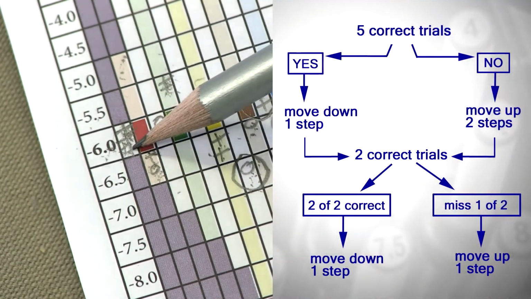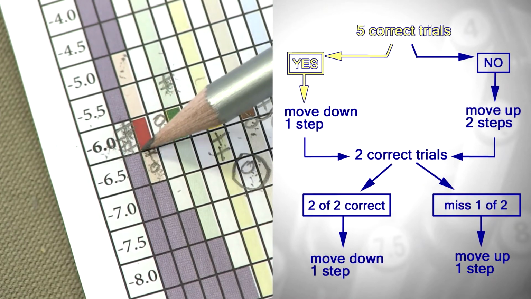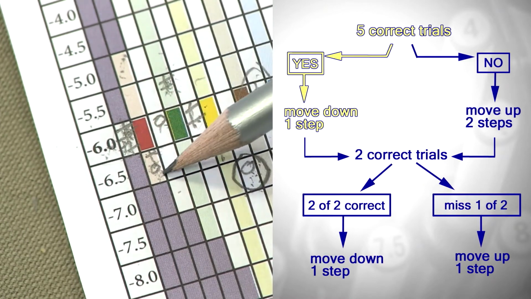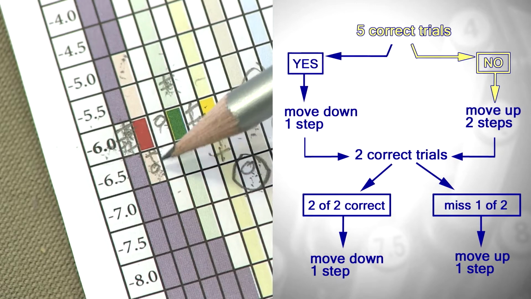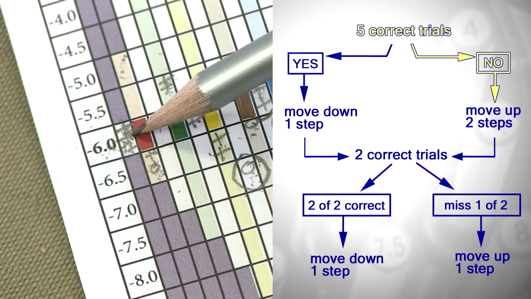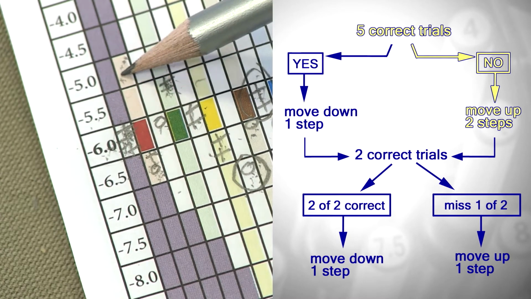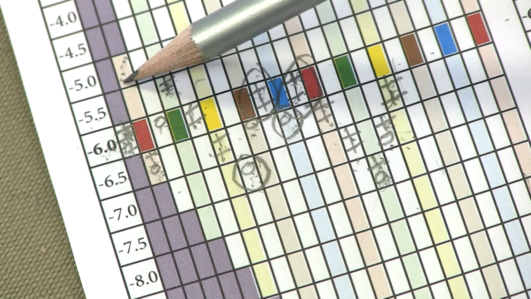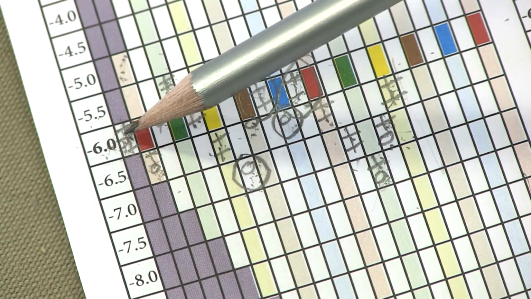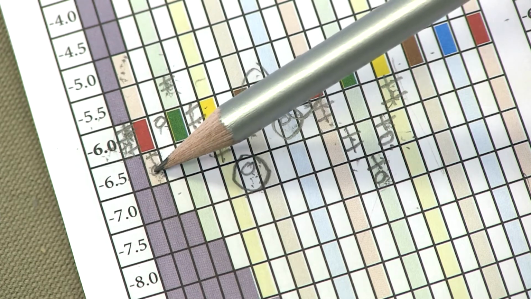So in this case, once we achieve 5 correct at any one concentration, we move down in concentration. Now, had he missed anything here, we would have skipped up 2 steps, or a full log concentration, and started over again until 5 sets of pairs were done correctly. But he right away got all 5 sets of pairs correct, so we moved down a half log step.